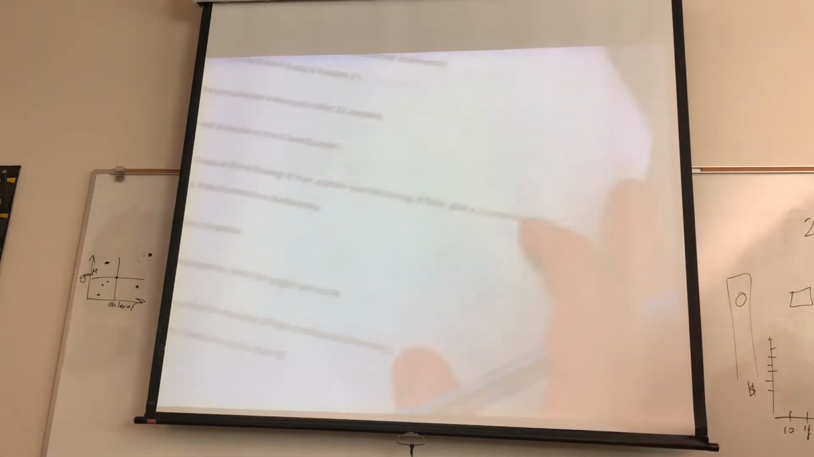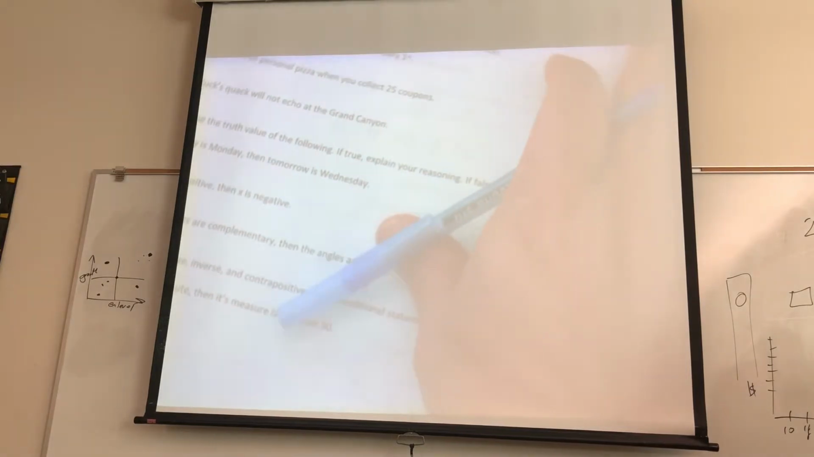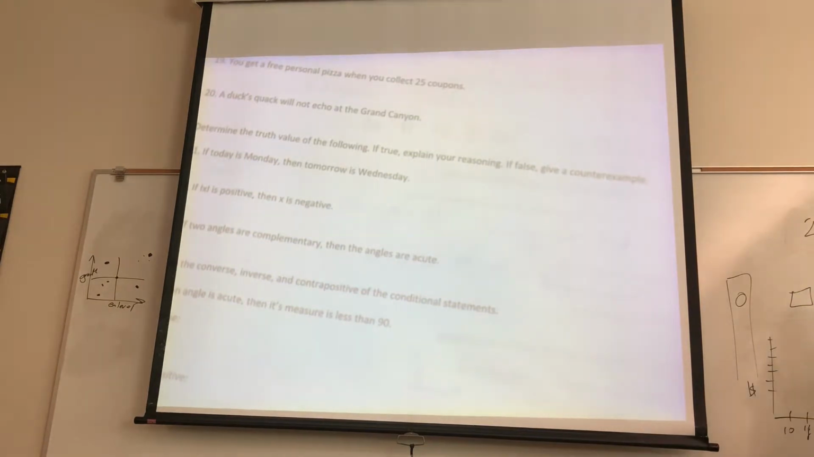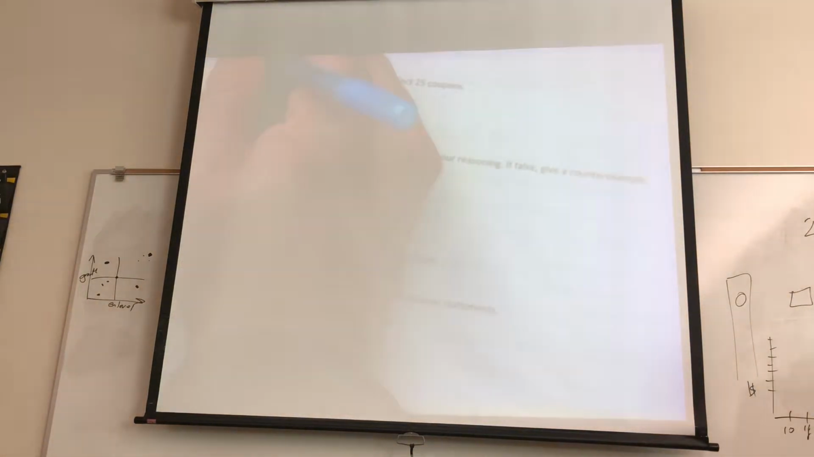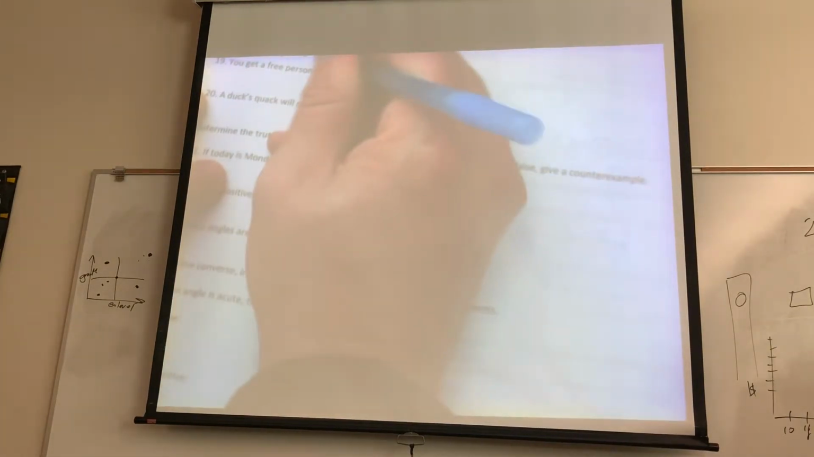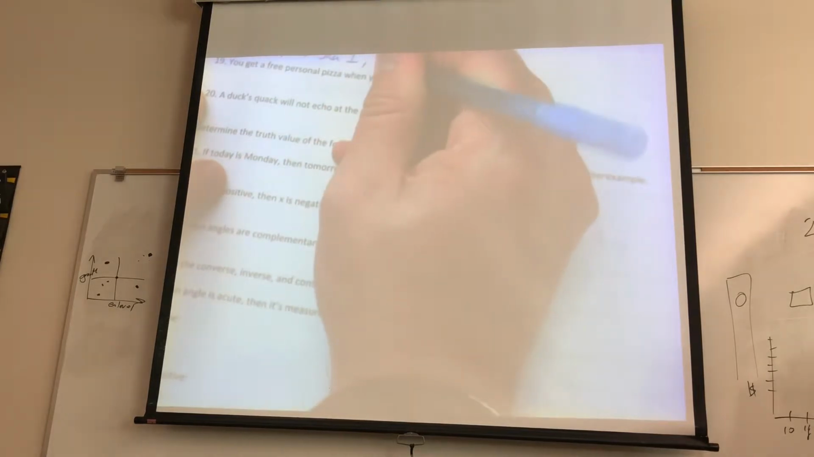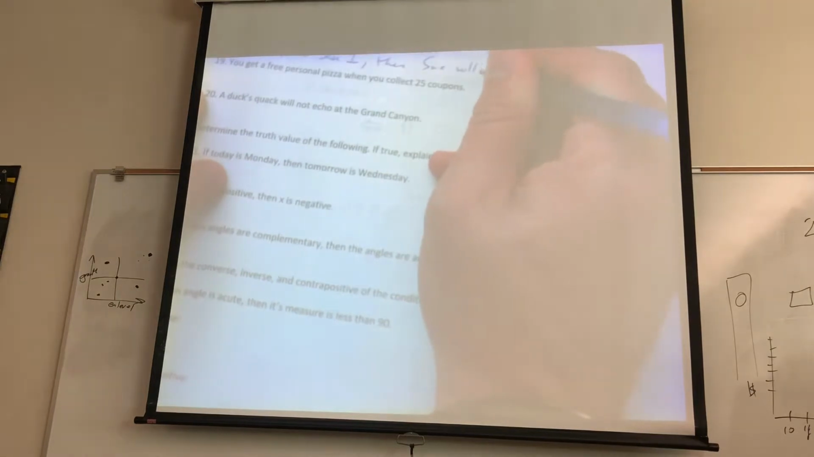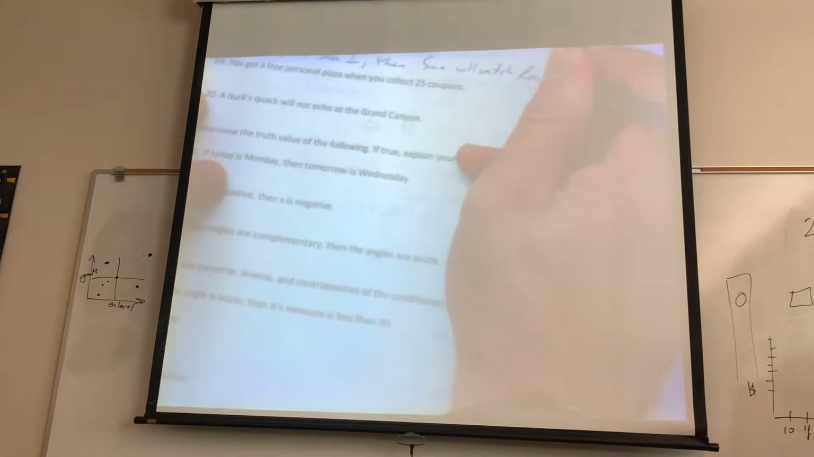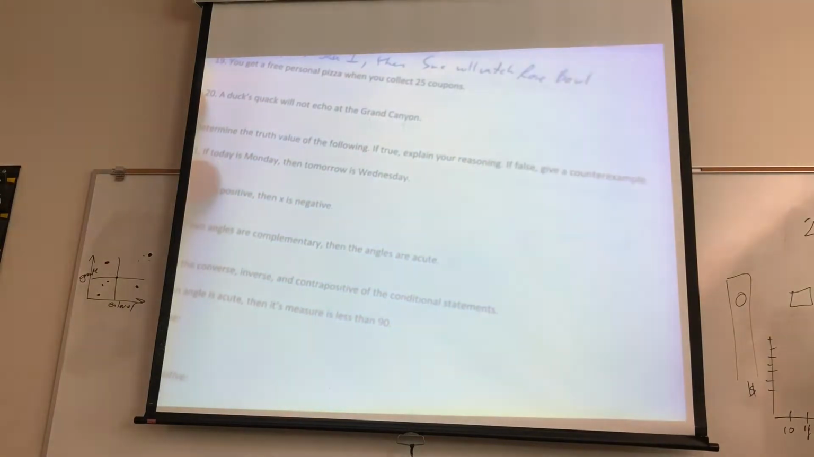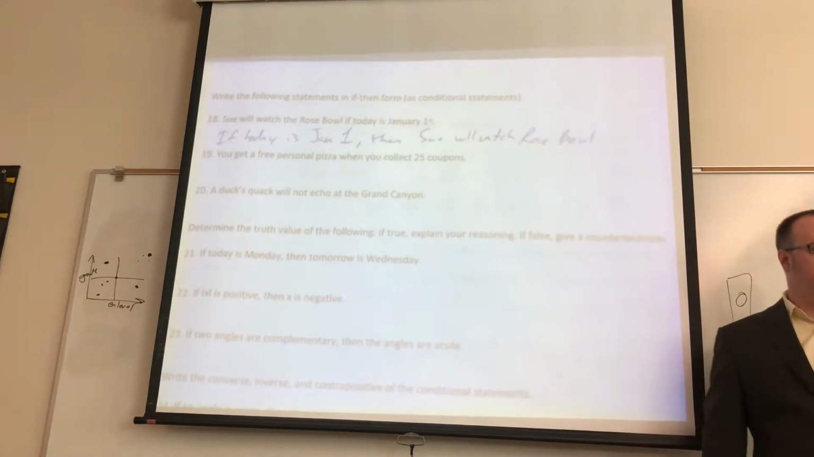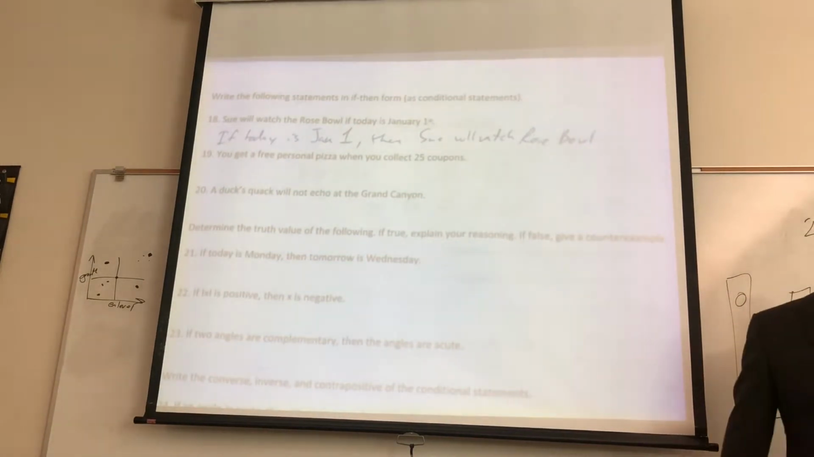On the next page, write the following statements in if-then form or as conditional statements. Sue will watch the Rose Bowl if today is January 1st. So this would be: if today is January 1st, then Sue will watch the Rose Bowl. Okay? Think about which part of the statement is going to depend on the other part of the statement. That's what's really important here.